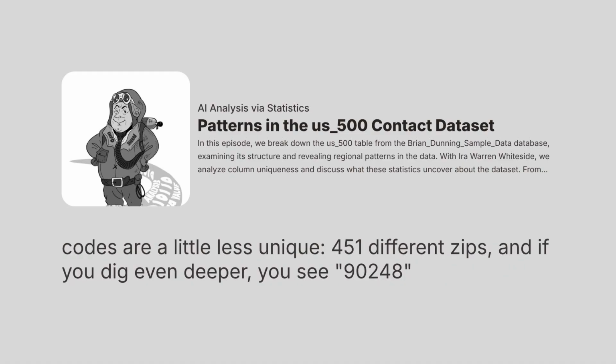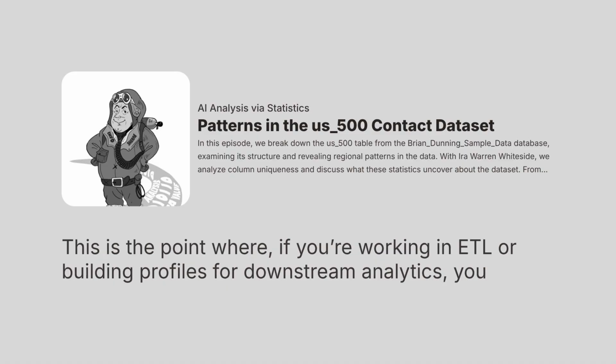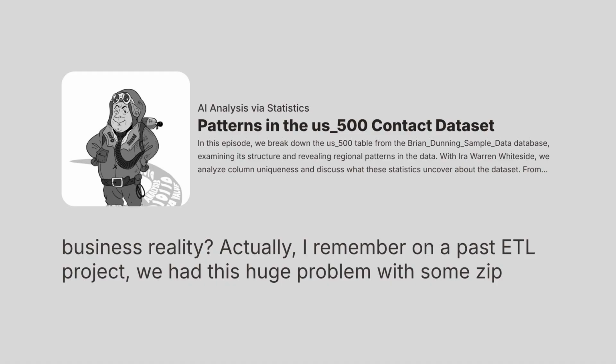Now zip codes are a little less unique, 451 different zips, and if you dig even deeper, you see 90248 shows up 4 times, 10011, 94104, etc. They each occur 3 times, and several others repeat. This is the point where, if you're working in ETL or building profiles for downstream analytics, you need to decide, what do these small clusters mean?